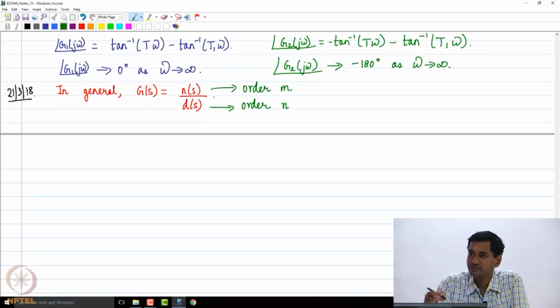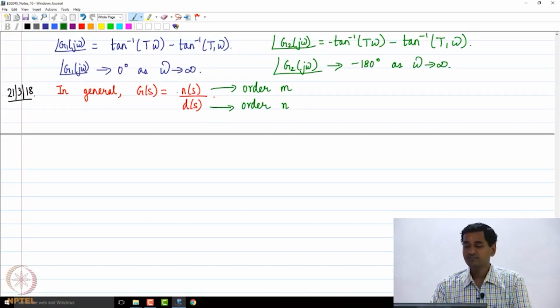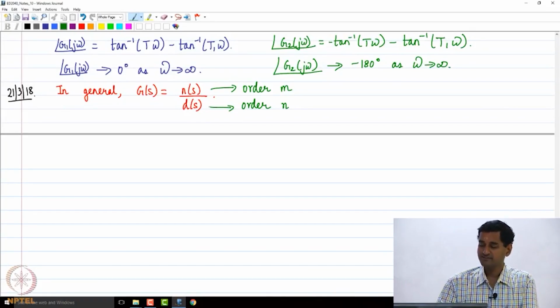Let's say in general you have a transfer function G(s), which is a ratio of N(s) and D(s). Let us say the numerator polynomial is of order m, the denominator polynomial is of order n. If you have a minimum phase system, that means, assuming all the zeros are in the left half of the complex plane, we can generalize the asymptotic value of the phase plot. Let me write down some general statements, and then we will discuss them.